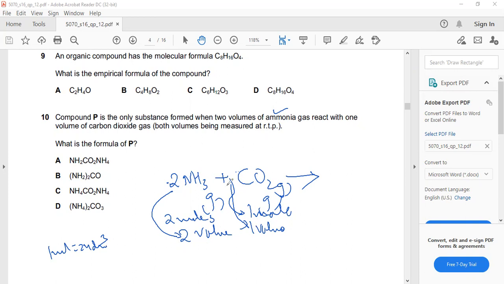So what is the formula of the compound? It means the compound should have 2 nitrogen, 6 hydrogen, 1 carbon, and 2 oxygen. So A is the answer. If you apply this rule, A is correct. Why is D wrong? 8 hydrogen. Why is C wrong? 8 hydrogen. Why is B wrong? 4 hydrogen.